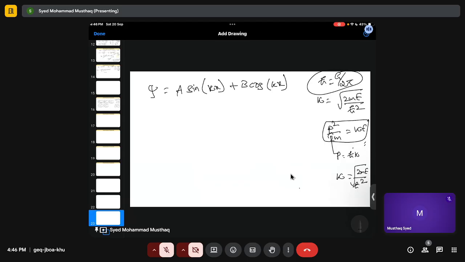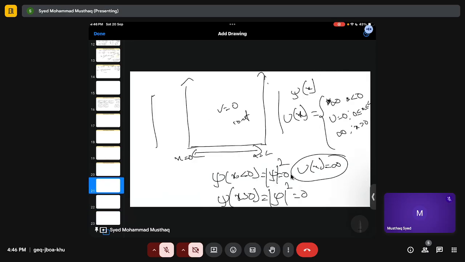Now, what about the solutions? How do you find the solution of a differential equation? Once you solve a differential equation, you need boundary conditions. Now, what are the boundary conditions? At x equals 0, let's remove this part also, okay?